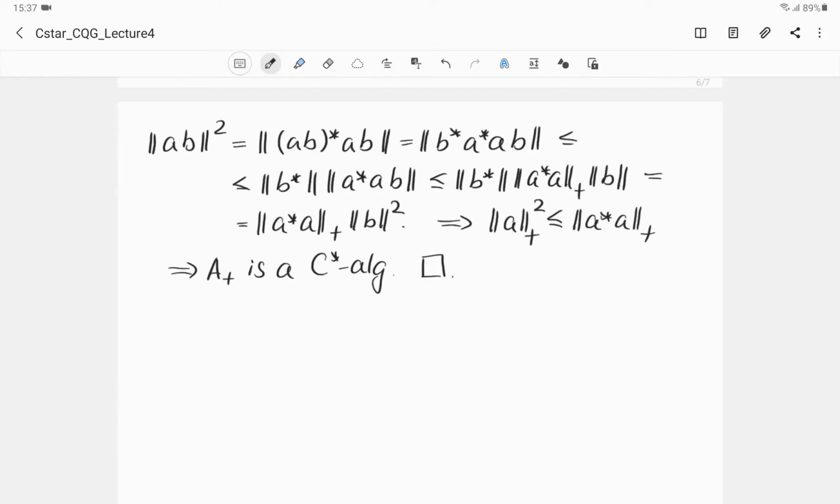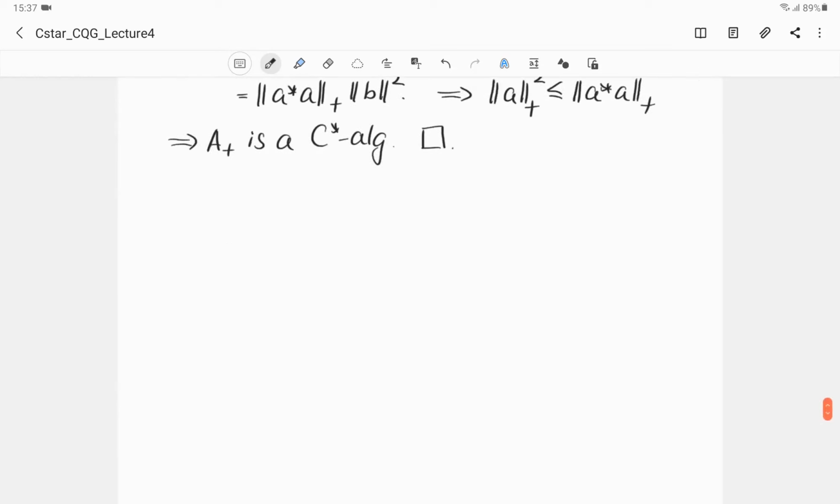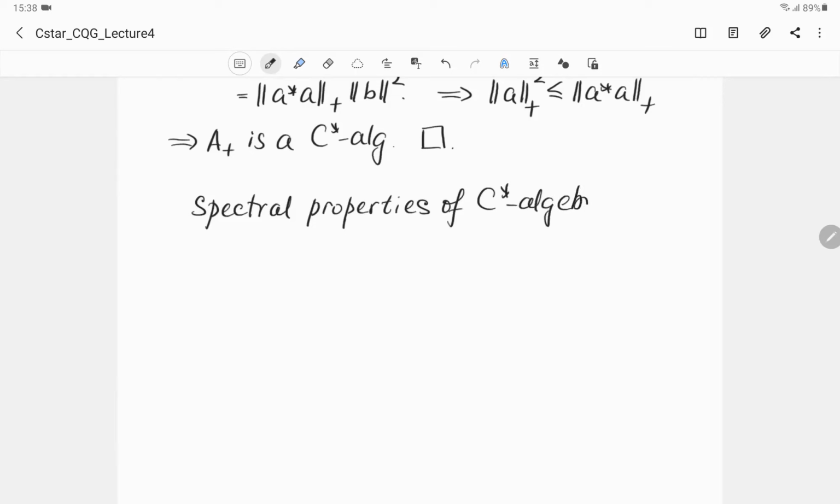Okay, now our next goal is to discuss some spectral properties of C-star algebras, and to deduce from them the first, or the commutative Gelfand-Naimark theorem.